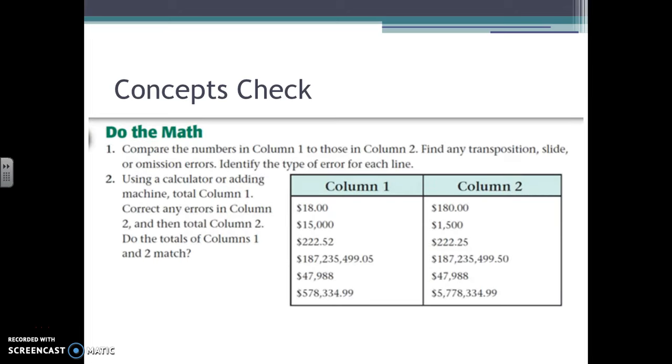All right, let's do math here for a second. Let's compare the numbers in column 1 to those in column 2. Find any transposition, slide, or omission errors. Identify the type of error for each line. Then, using a calculator or adding machine, total column 1, correct any errors in column 2, and then total column 2. Do the totals in column 1 and column 2 match? We're looking at this in class next time we meet to see how many of you were able to find all of the errors and get column 1 and column 2 to match up.